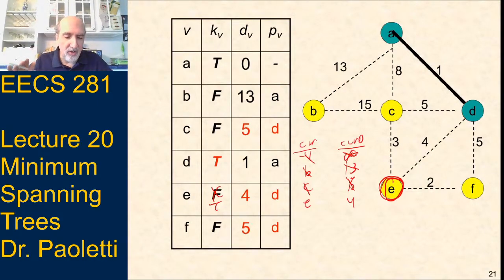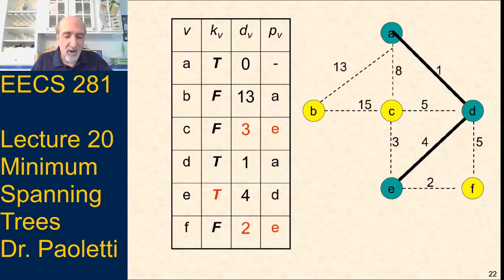A is true, can't touch it. B is false, but E to B is infinity. C is false. Ooh, but E to C, the helper says 3. 3 is better than 5 if we get there from E. D is true, can't touch it. E is true, can't touch it. F is false. The distance from E to F, we call the helper. E to F, distance is 2. 2 is better than 5 in the table. So we change it to 2, and we would say we get there via E. All right, we're done with step 3.